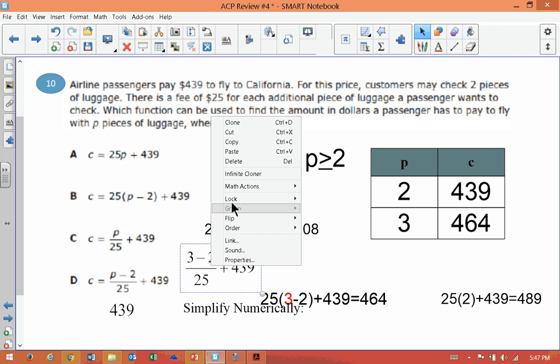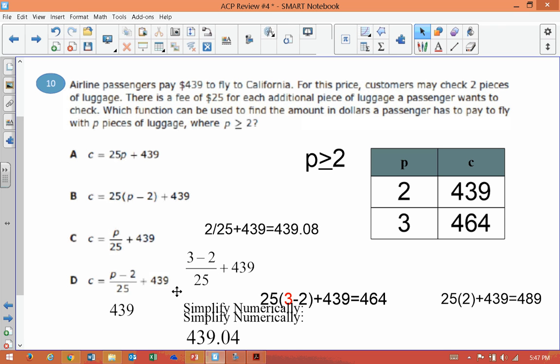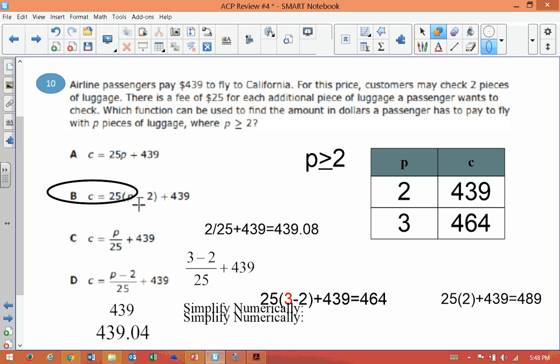And then I simplify that. Now my cost is $439.04. So it's a nice deal, but it doesn't match up with the $25 per piece. So that shows us again why our answer is choice B, because this is the only one that matches the table, which is exactly what we should be charged for having 2 or more pieces of luggage on this airline.